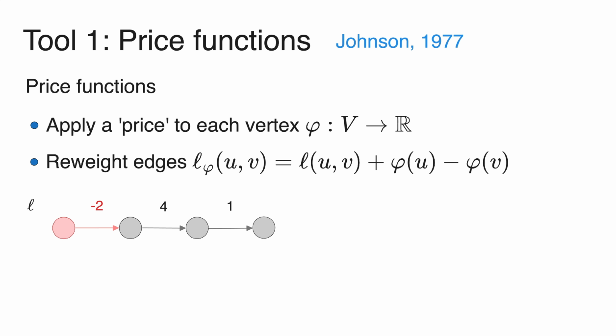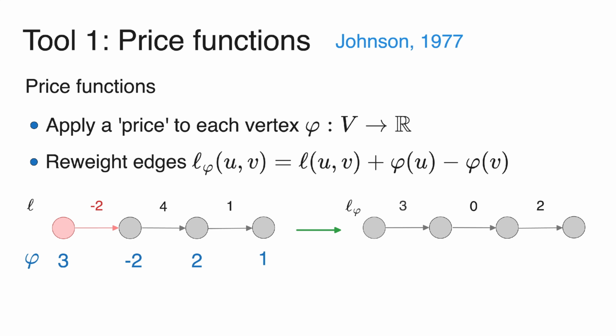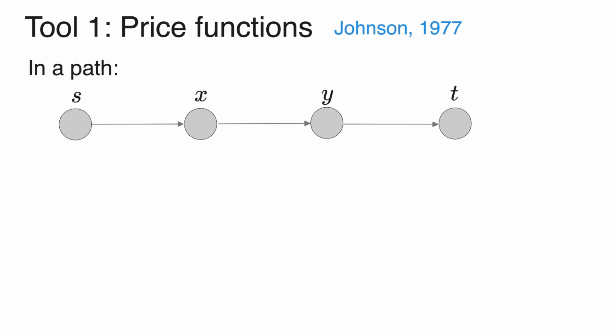So let's consider a graph with one negative edge. If we apply this blue price function, then this graph will be turned non-negative. So we can see the leftmost edge will be increased by the quantity 5, basically 3 minus negative 2. So now we know a price function can help us turn a graph non-negative. But does it destroy the underlying shortest path solutions?